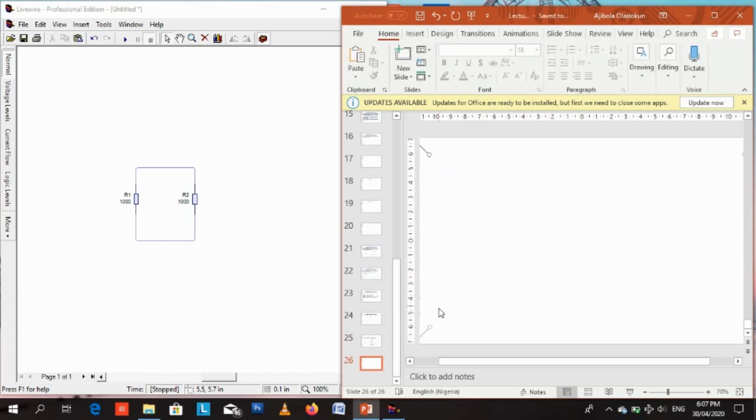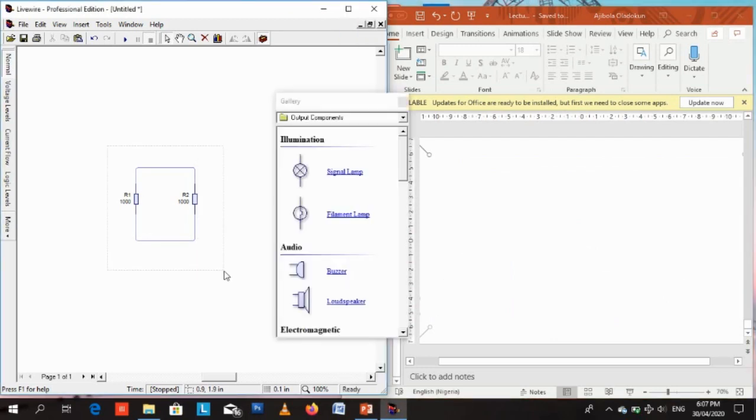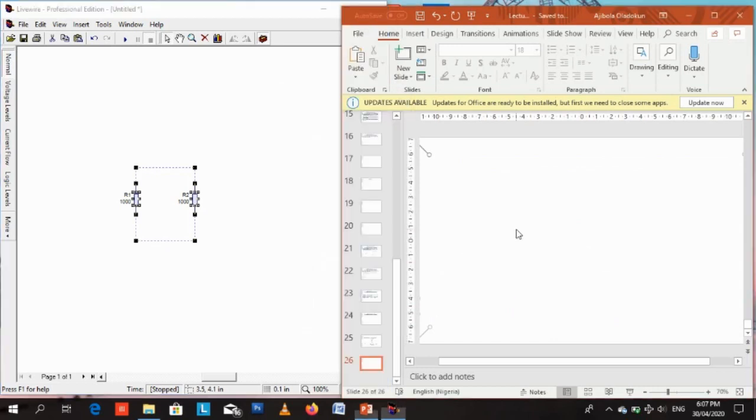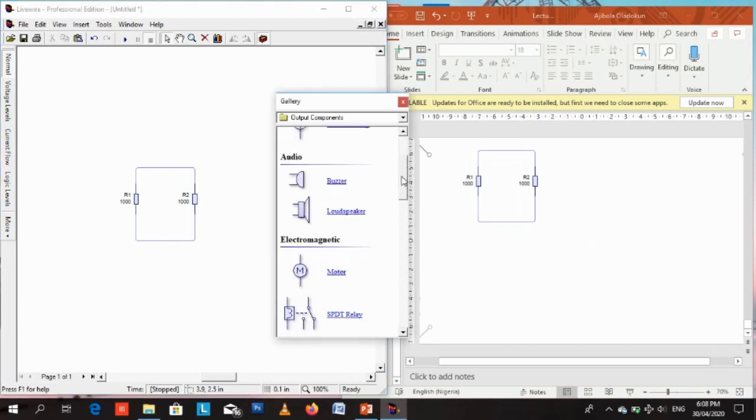So two 1000 ohm resistors is the same thing as one 500 ohm resistor. If you connect two 1000 ohm resistors in parallel, it's the same thing as having just one 500 ohm resistor. So the equivalent resistance of two 1000 ohm resistors is the same thing as a single 500 ohm resistor. So that is what we want to prove. So we've proven that already.